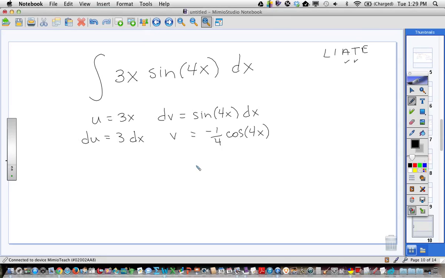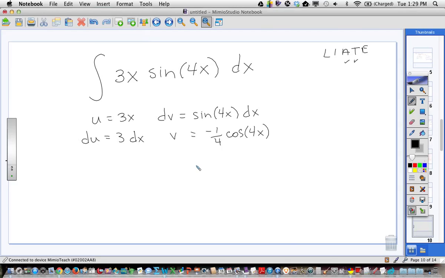Okay, did you remember about the 1/4? Because you've got a 4 in there, when you do the antiderivative, you're kicking out a 1/4 because of that 4. Remember, that's antiderivative. So here you're doing derivative, over here you're doing antiderivative. You've got to keep those straight.